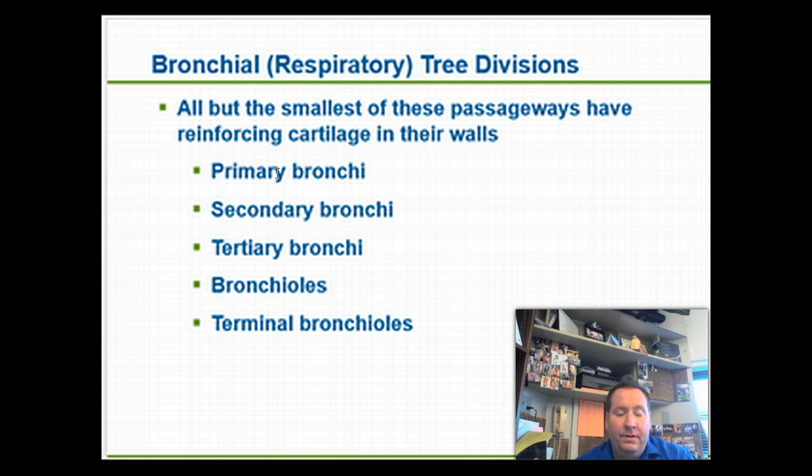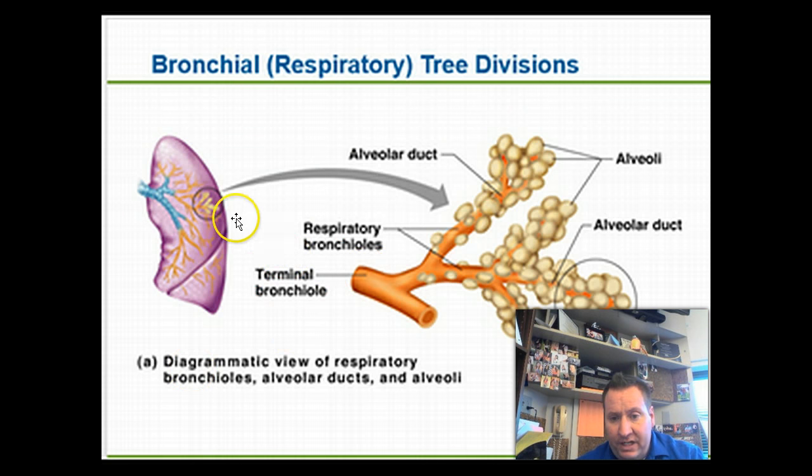So as we move down these bronchi, we go from a primary bronchi to a secondary bronchi to a tertiary bronchi, the bronchioles to the terminal bronchioles once we get to the very end. So these are all conducting passageways, and then we get to the very end of the terminal bronchioles that are here.